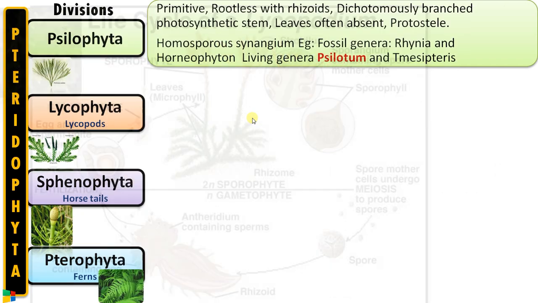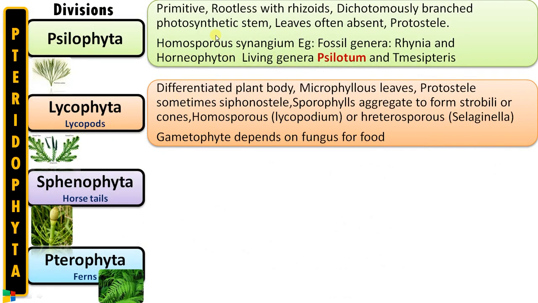Now let us summarize the characteristics of Lycophyta. Differentiated plant body, microphyllous small leaves, protostele, sometimes siphonostele. Siphonostele is a stele with a pith at the center. Sporophylls are organized to form cones, homosporous in the case of Lycopodium, heterosporous in the case of Selaginella. Gametophyte depends on fungus for food.